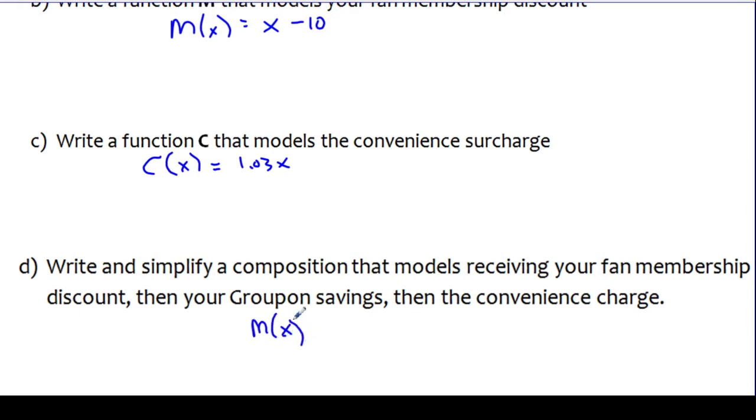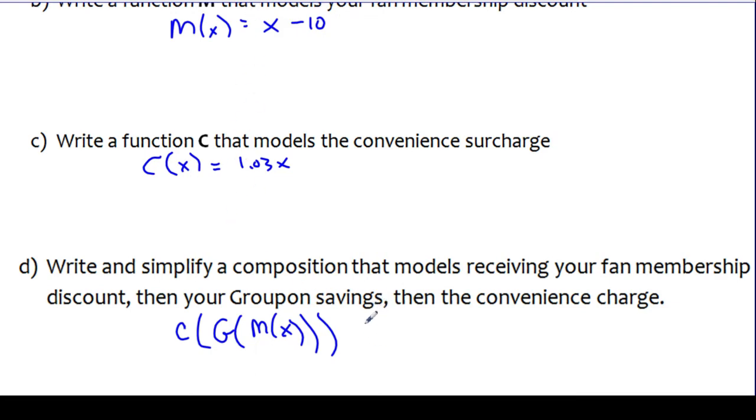I'm going to take the answer to m of x and plug that into the Groupon one, which we use g of x to represent. Then I'm going to take the answer to all of those discounts and plug that into c. If you notice, I wrote down the first thing they want me to do, and then I built around that to get the other ones. So let's actually find out. This says to write the composition, and then simplify the expression that would come out of this using what we wrote up here.